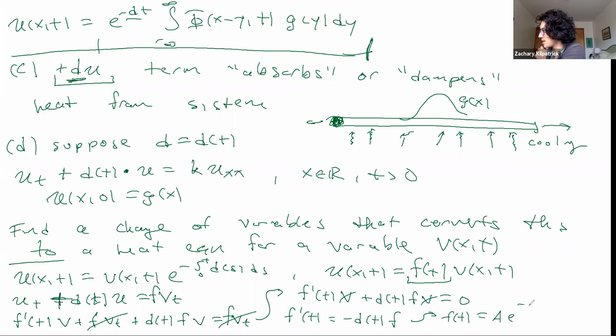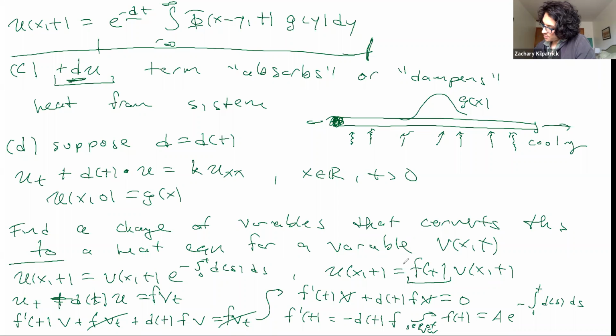times e to the minus integral from 0 up to t of d of s ds, right? So this would be separation of variables if you wanted to use that to solve it. And so when we do that, everything fits together to give us the cancellations that we want to reduce this to just the heat equation, right?